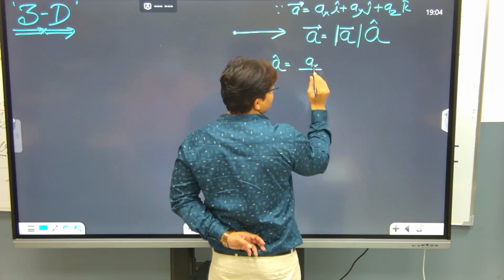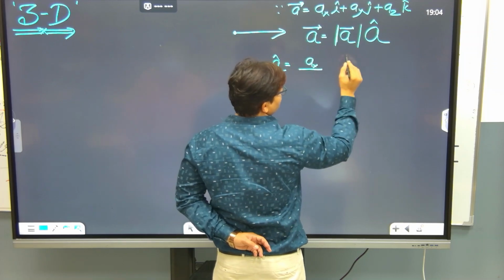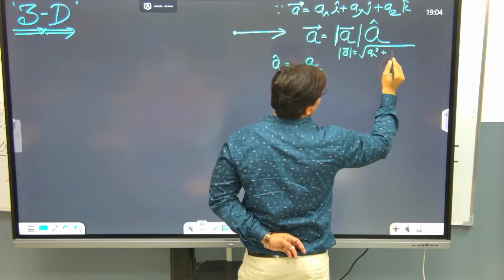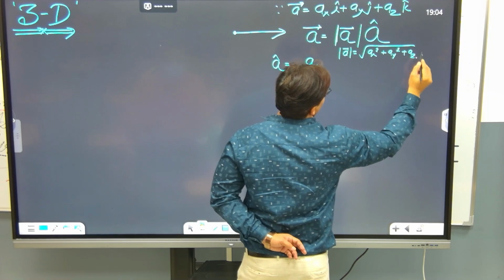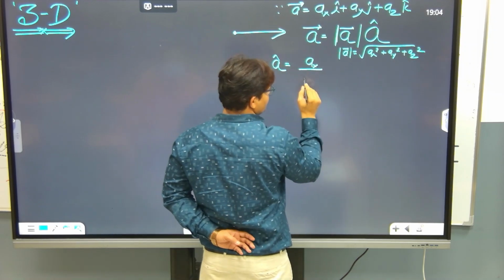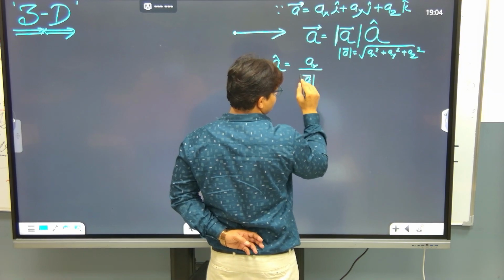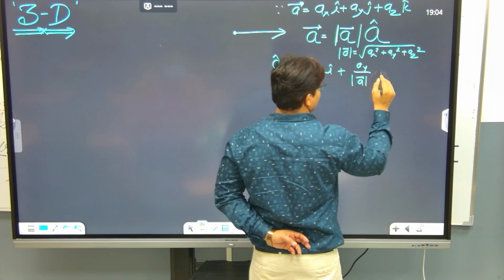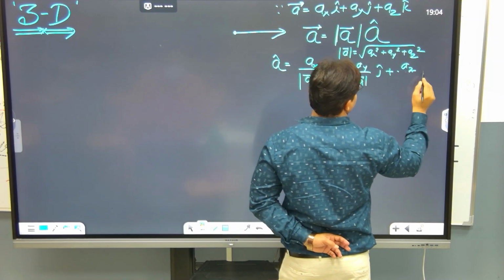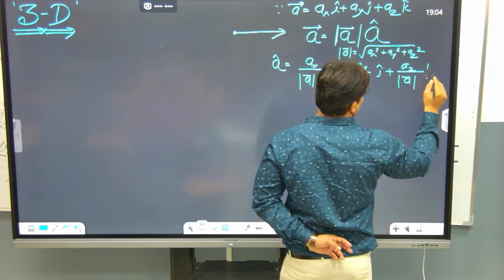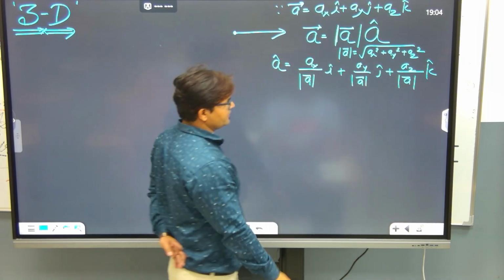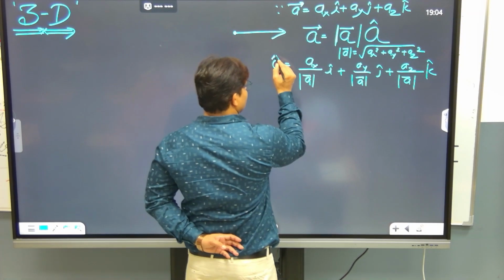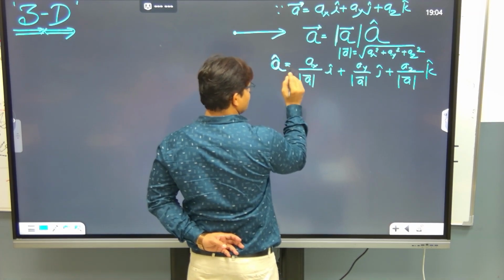So in this, what is A cap? A cap is vector A divided by magnitude A, where magnitude A is always the square root of ax square plus ay square plus az square. So A cap is ax by magnitude of A times i cap plus ay by magnitude of A times j cap plus az by magnitude of A times k cap, where magnitude of A is always the square root of ax square plus ay square plus az square. This is the unit vector; in vectors we already discussed that concept.